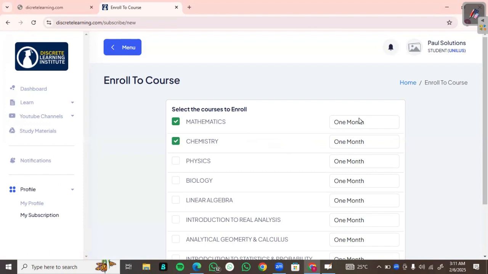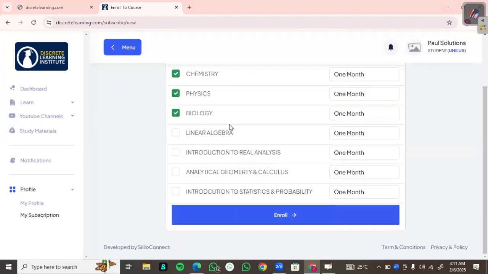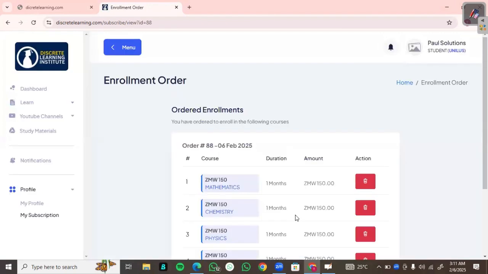And then on the right here, you choose the duration. So I'm going to say math 1 month, even the chemistry 1 month. Let me even put physics and biology here. So I'm registering for those 4 courses. Once you select the courses, you're going to click enroll. You wait for it to load.